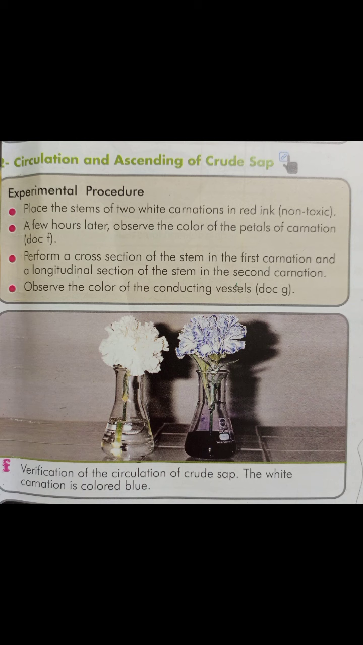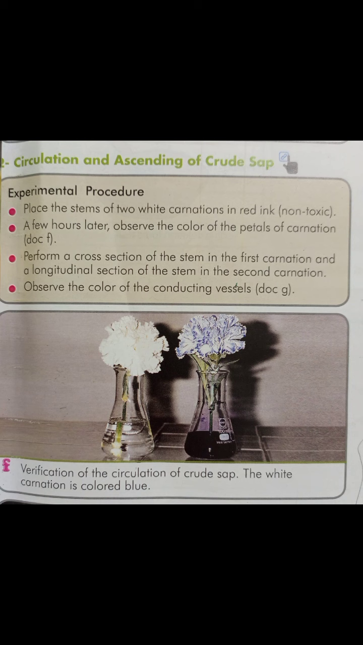The white carnation, whose stem is dipped in blue dye, turned blue, indicating the dye was circulated upwards from the stem to the petal. Then the crude sap flows from the bottom upwards, and therefore the direction of the flow of the crude sap is upward. The question says, specify the organs of the plant where the conducting vessels are.